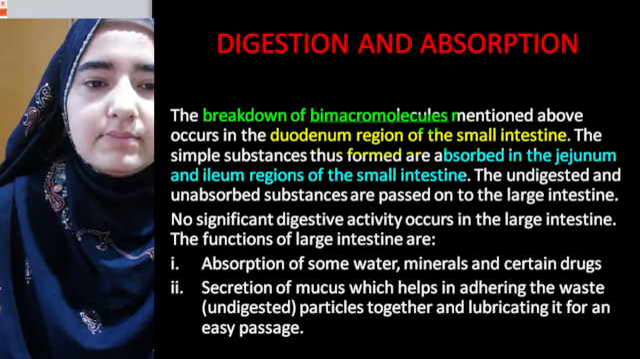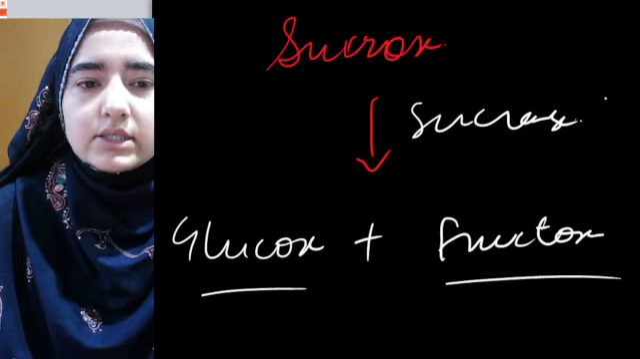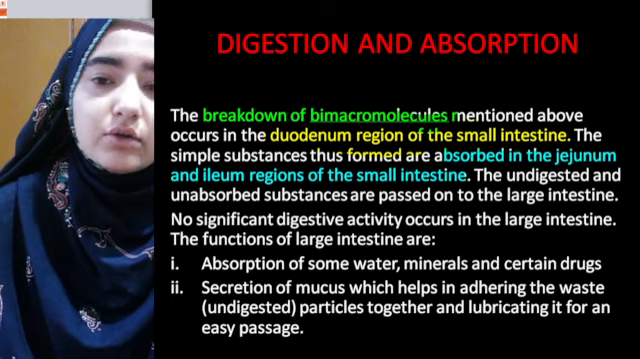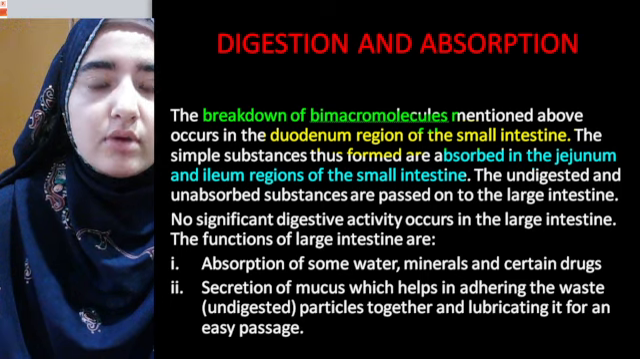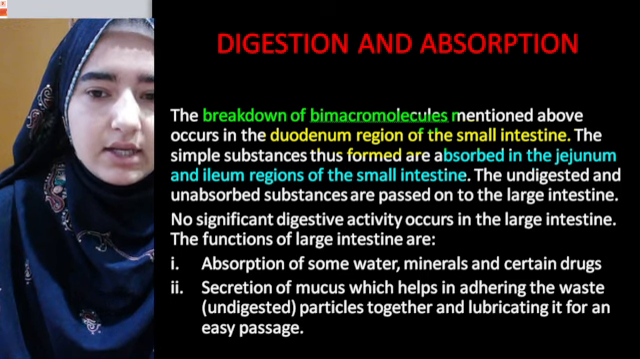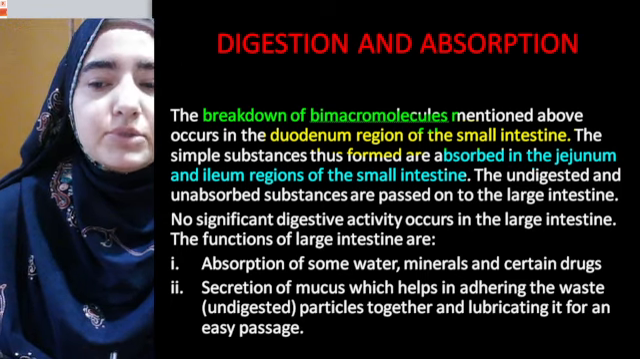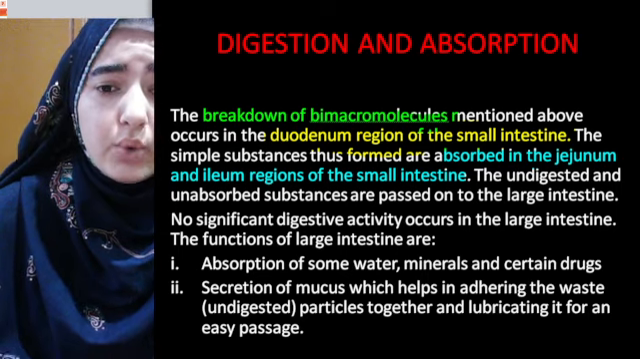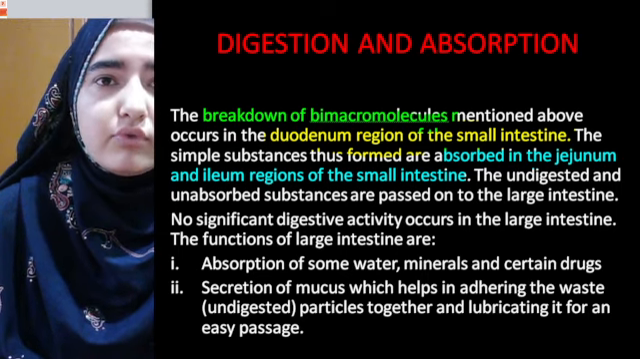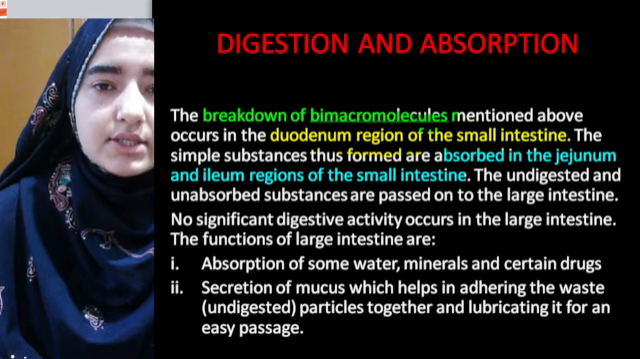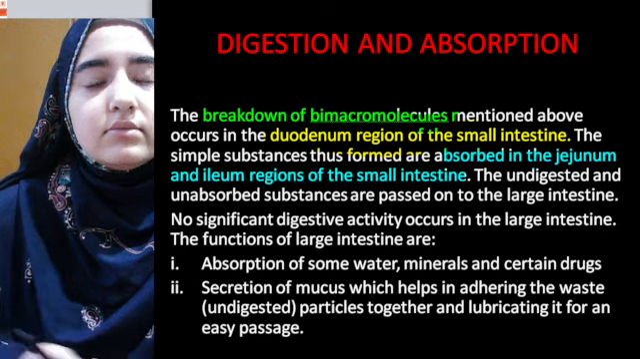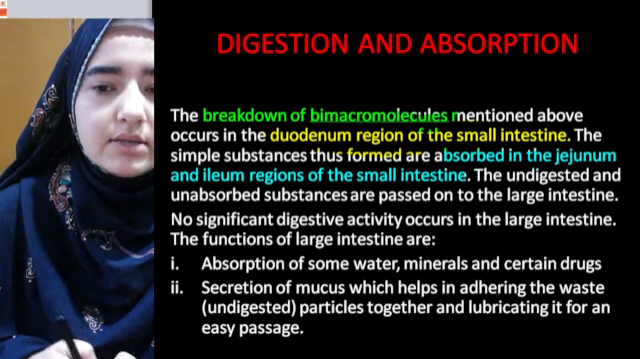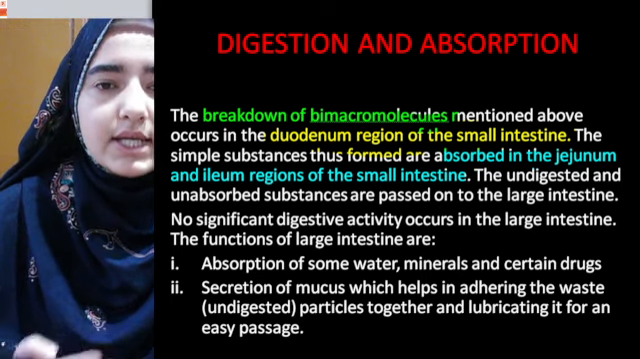Then we saw that this breakdown of biomicromolecules will take place in the small intestine, in the first part, that is the duodenum. Then it is absorbed in the jejunum and ileum region of the small intestine, and the undigested or unabsorbed substances are passed on to the large intestine. What happens in the large intestine? Absorption of water and minerals took place, and side by side mucus is secreted, which helps in adhering the waste undigested particles, and thus helps in lubrication during defecation.